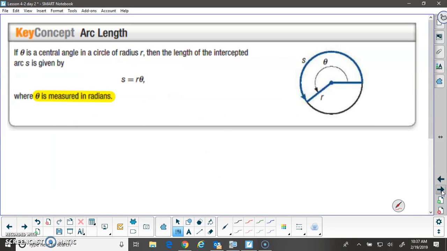So as you can see here, sometimes sectors look like this, where the curved length is longer than the radius. When we use the formula S equals R times theta, we just need to make sure that our angle is in radian measure.